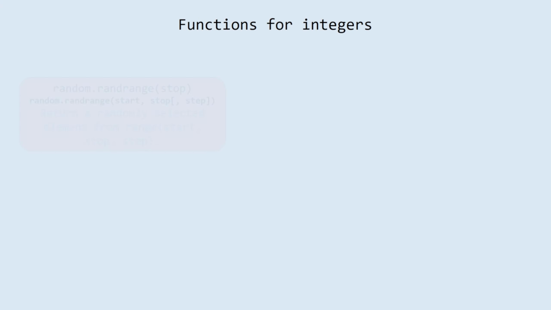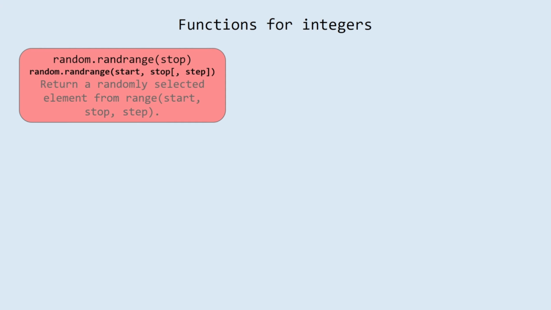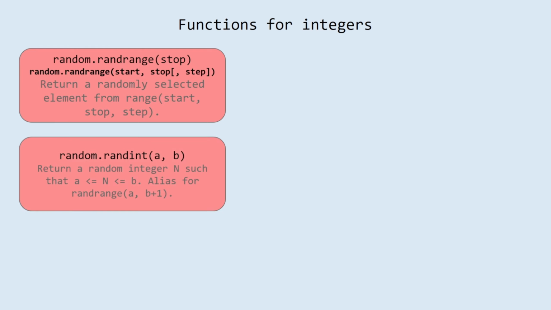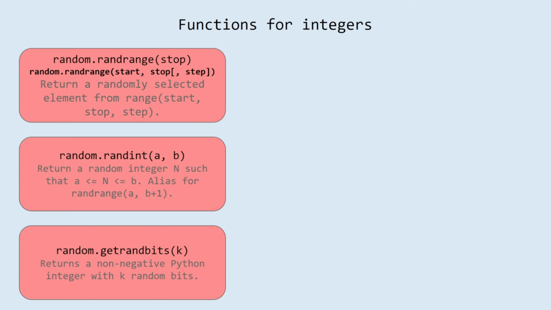Functions for integers. randrange, return a randomly selected element from range start, stop, step. randint, return a random integer N such that a is less than or equal to N and N is less than or equal to b. Alias for randrange a, b plus 1. getrandbits, returns a non-negative Python integer with k random bits.